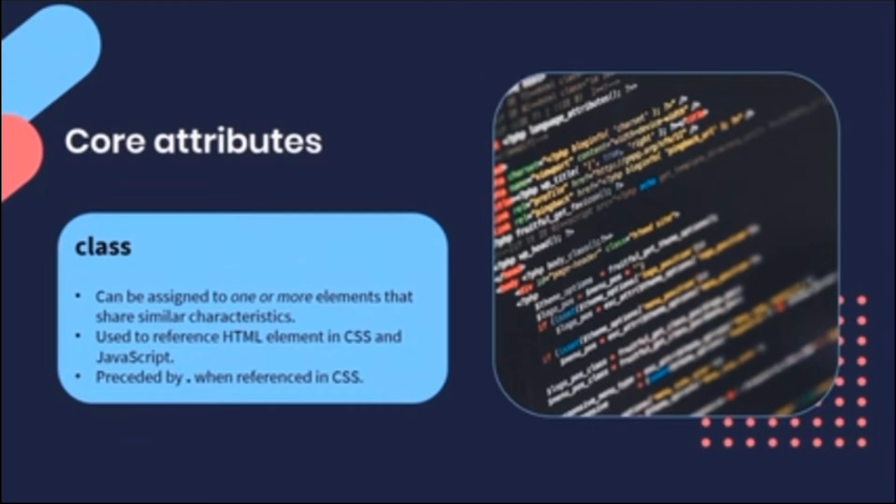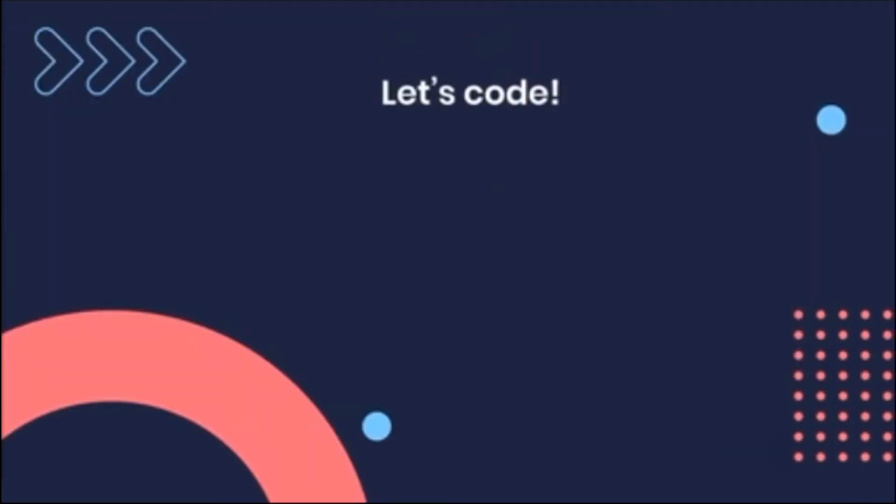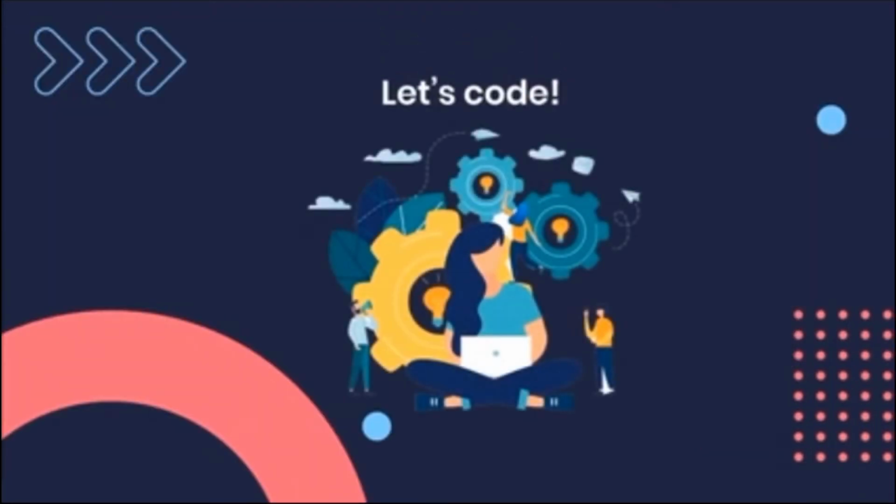Now, we've been discussing attributes such as classes and IDs, but given that these two are so important, let's jump straight into a practical and start coding so we can better understand the difference between an ID and a class using styling. So before we even get started with our coding session today, let's have a look at what we are trying to achieve.